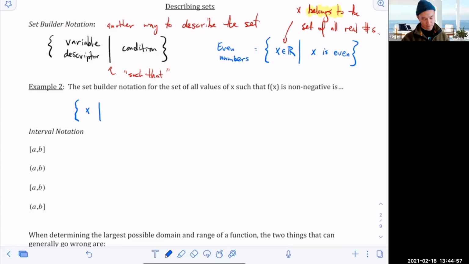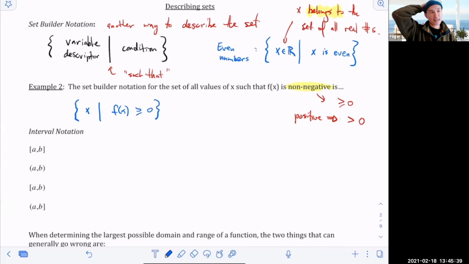I think non-negative for us is going to mean greater than or equal to 0, because less than 0 means negative. So non-negative is like the opposite of that, right? If I want to say positive, that would mean greater than 0. So there's a very subtle distinction there. When I say non-negative, I'm going to put f of x is greater than or equal to 0. Does that make sense to everybody? Are there any questions?